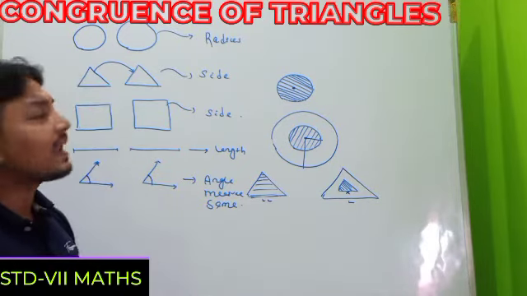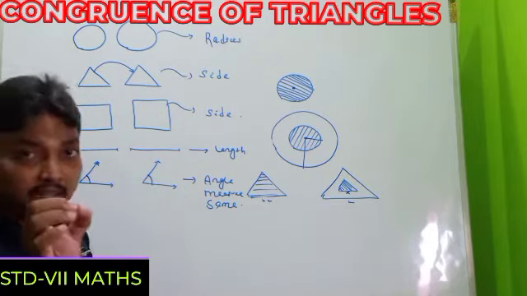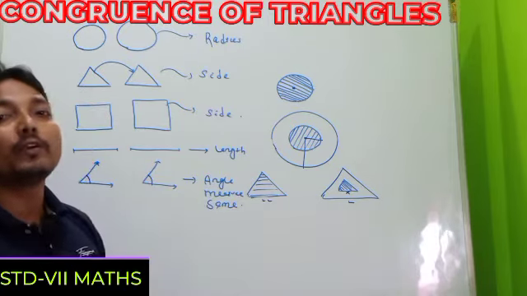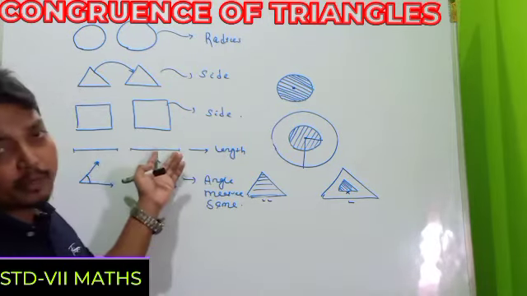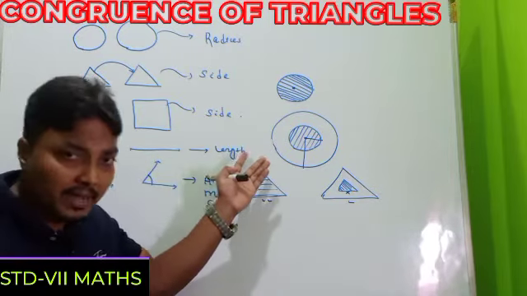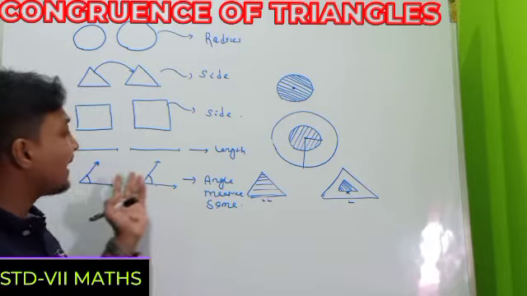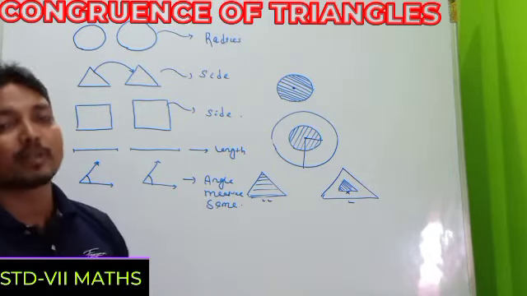Two equilateral triangles are congruent whenever both of them have what? The same side. Two squares are congruent whenever both of them also have the same side. Line segments are congruent whenever both of them have the same length. Two angles are said to be congruent whenever both the angles have the same angle measure. Otherwise, the angle value will be the same.